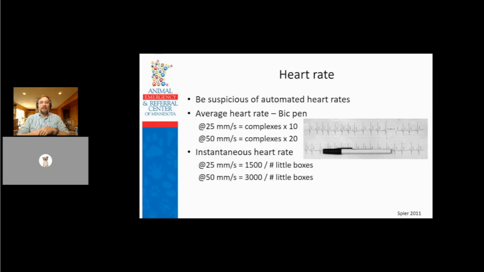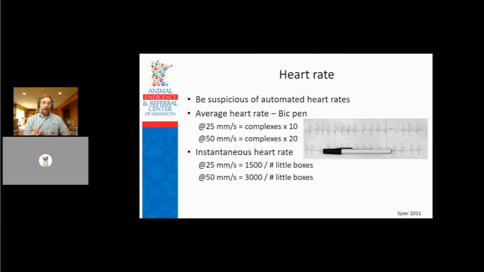I encourage you to do that often, especially if an animal's not doing well, or if it doesn't seem right what the number is telling you on your machine. Instantaneous rates are helpful in a couple scenarios. One is if it's a very regular rhythm, you could probably just do an instantaneous rate and it'll give you the approximate average heart rate. If you have specific areas where you want to say what's happening in these few beats, it'll tell you the heart rate there.